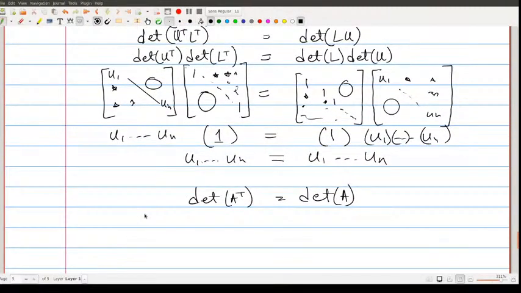So I think that's a good start into the idea of determinants, and we can now end the lecture for today. We'll continue this idea in the next lecture. All right. Have a good day.